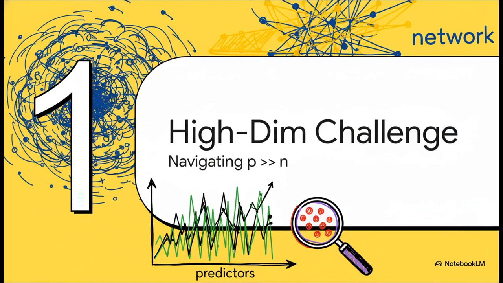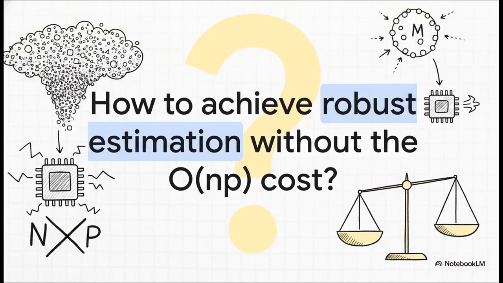The high-dimensional regression challenge, specifically navigating scenarios where P vastly outnumbers N. Now, the crucial question driving this entire research project was exactly this. How do we achieve robust estimation for massive datasets without suffering from a crushing computational bottleneck? Classical full sample gradient methods require an operational cost of big O of n times P per iteration.